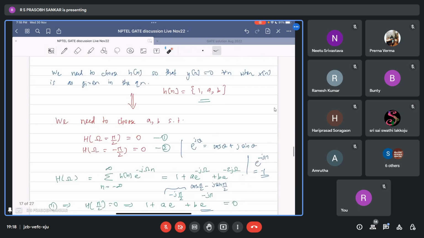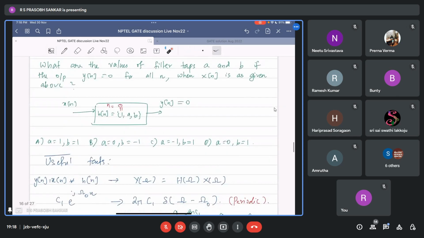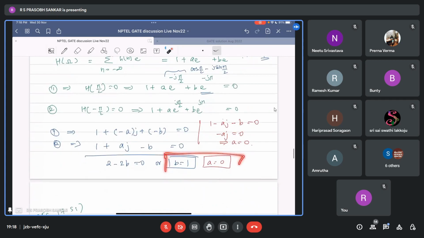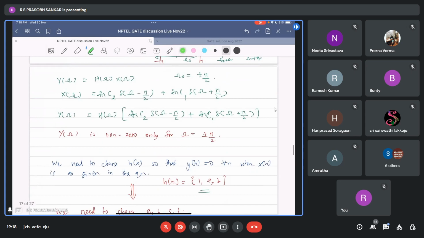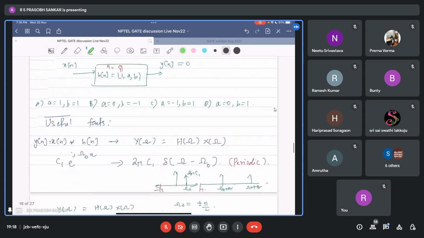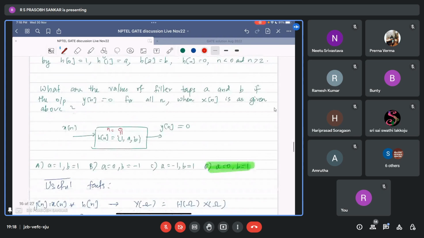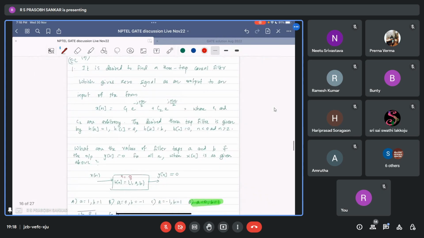So what it means is the values of these filter coefficients a and b should be a equal to 0 and b equal to 1. That means the solution is option D. So any doubts or clarifications here? Is this okay? Shall we move to the next question?